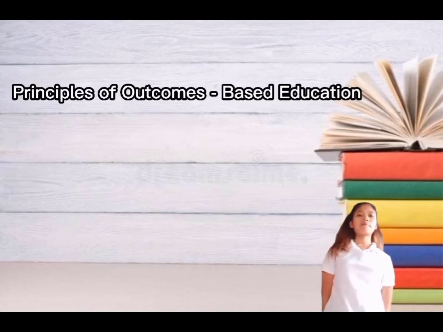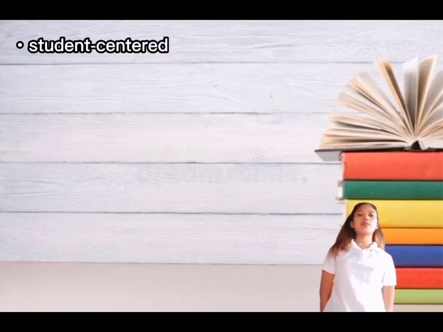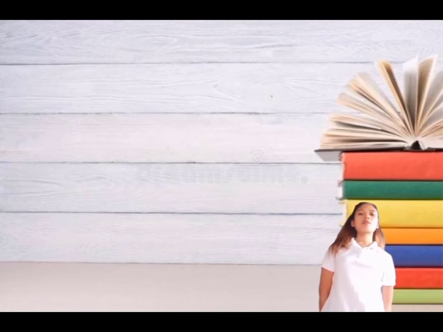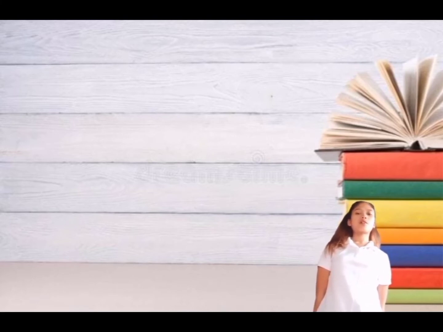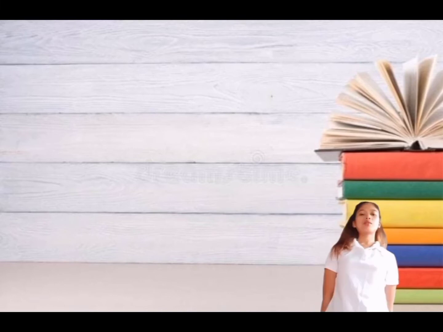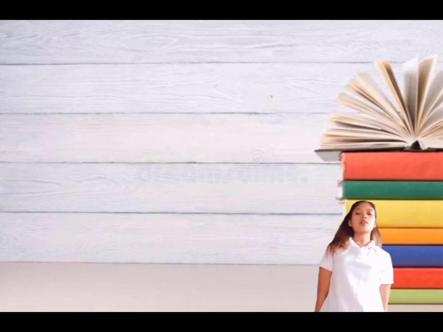Principles of outcome-based education. Student-centered. As a learning model, outcomes-based education starts by asking, what does a learner need to do to demonstrate mastery of a particular skill, knowledge, or behavior? Such an approach puts students' needs at the center of the learning design process. Clarity. Given that all learning objectives in an outcomes-based education model are clearly spelled out ahead of time, learners know what's expected of them and can adjust their focus and questions more appropriately.